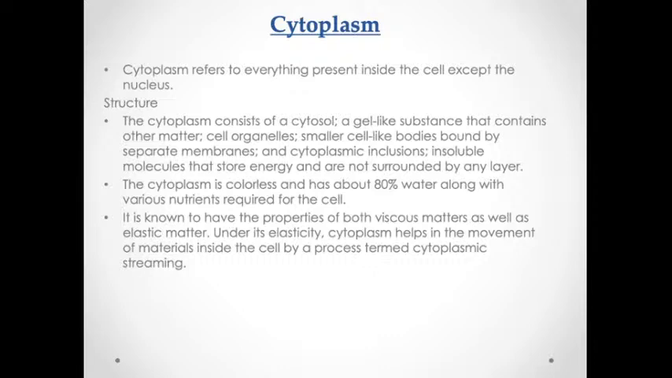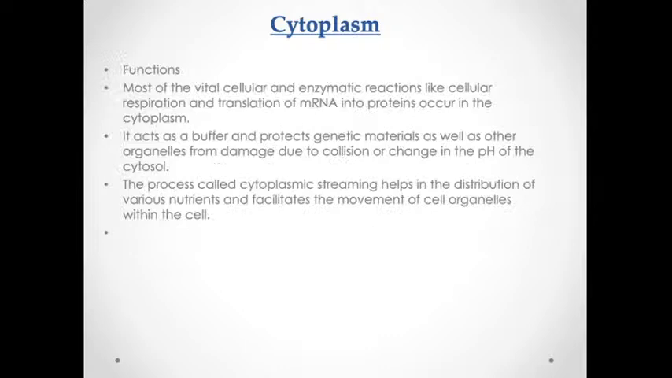Cytoplasm is colorless and has about 80% water along with various nutrients required for the cell. It is known to have properties of both viscous matter as well as elastic matter. Due to its elasticity, cytoplasm helps in the movement of material inside the cell by a process termed cytoplasmic streaming.